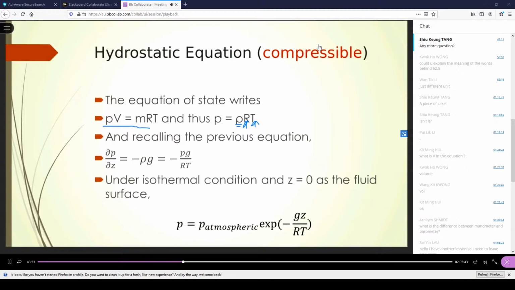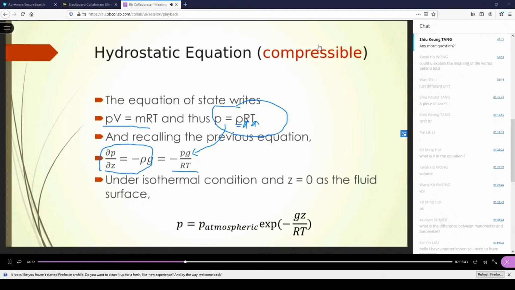And the gradient of P equals negative rho g, which is correct, right? We haven't assumed any compressibility or incompressibility of the fluid, so this equation works for all fluids. Because of this relationship, density is related to pressure. So you substitute P equals rho RT into our equation and you get a new equation. This gradient actually depends on pressure. The pressure depends on pressure.